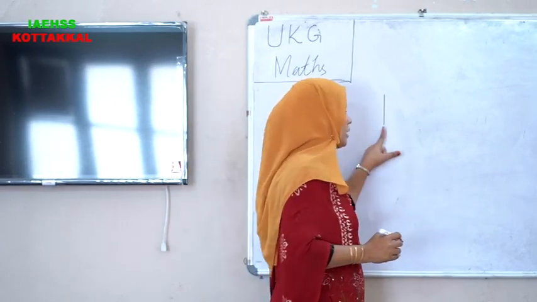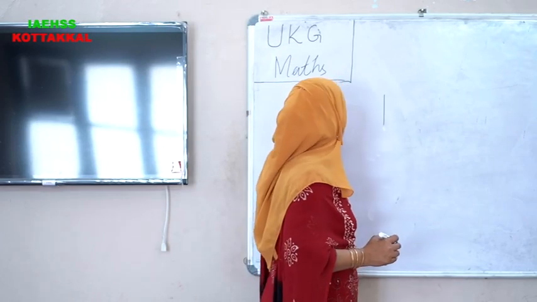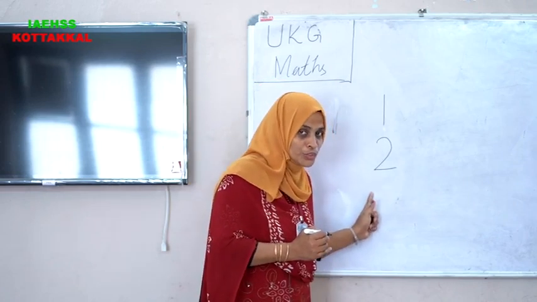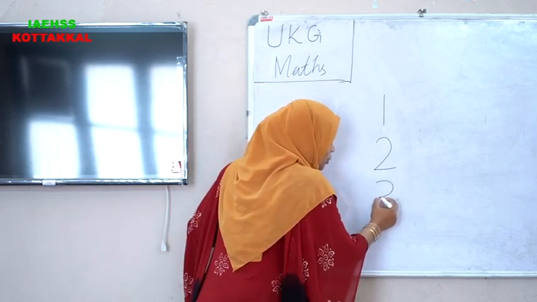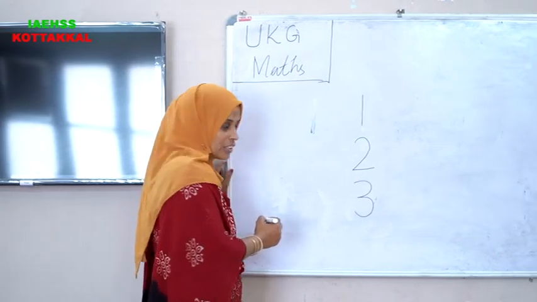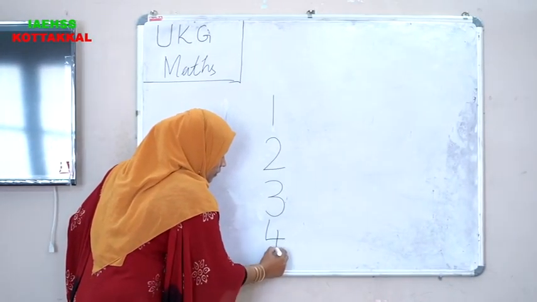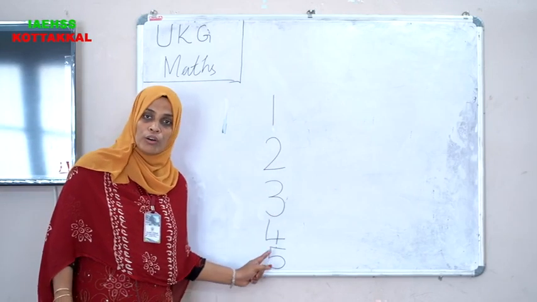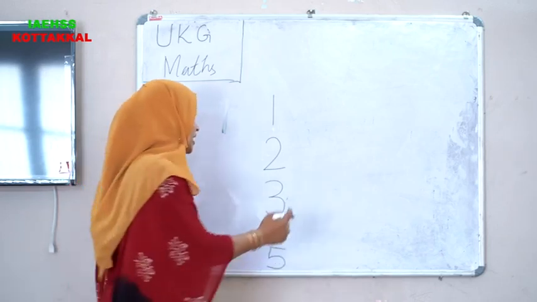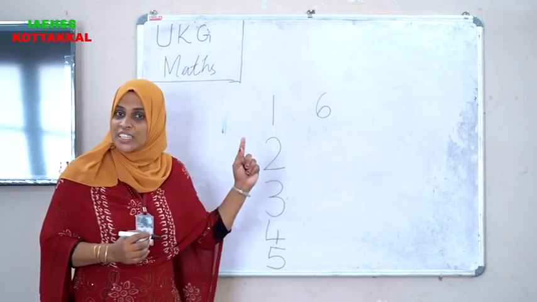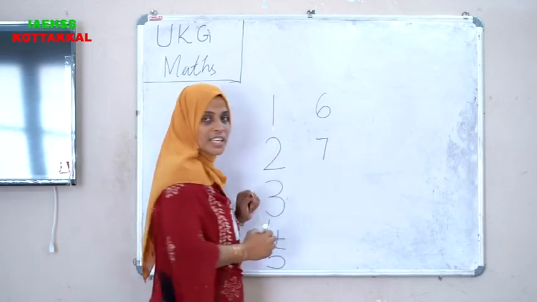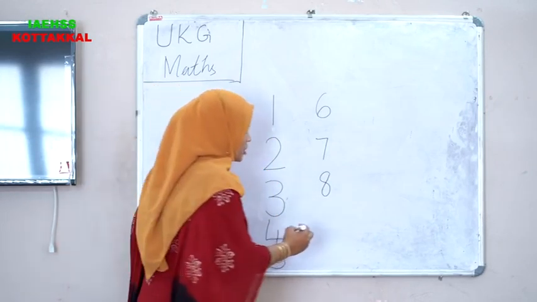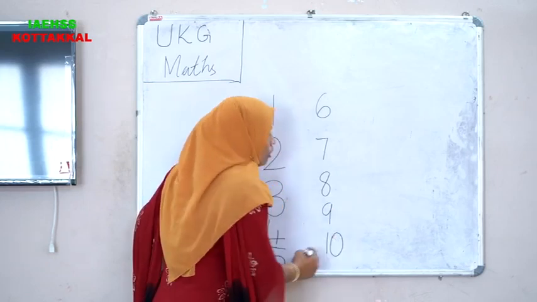Which number is this? All of you read. Next, number 2. Which number is this? 2. Next, 3. All of you say loudly, 3, 4, 5. All of you read, 1, 2, 3, 4, 5. 5 after, 6. 6 after, 7. 7 after 8. Next, 9, 10.